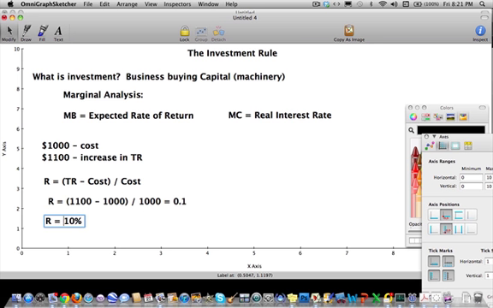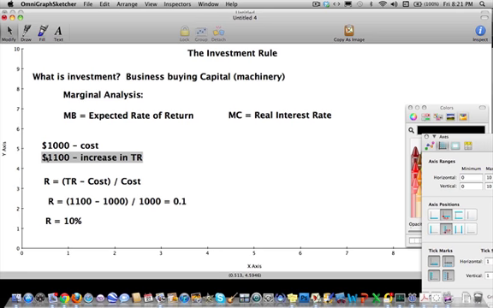It means that if I buy this machine it will basically increase the value of my investment by 10%. I put in $1,000, I get 1,100. That's an increase of 10%.